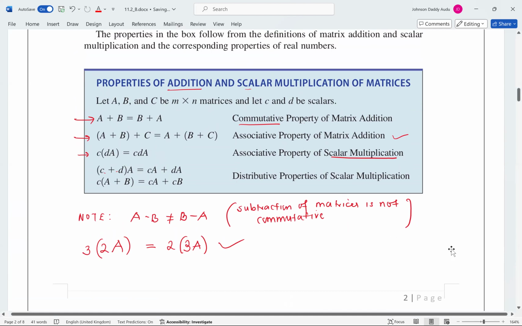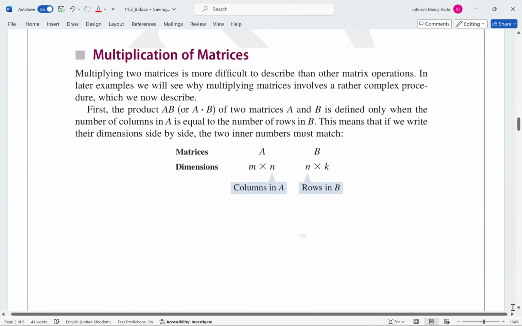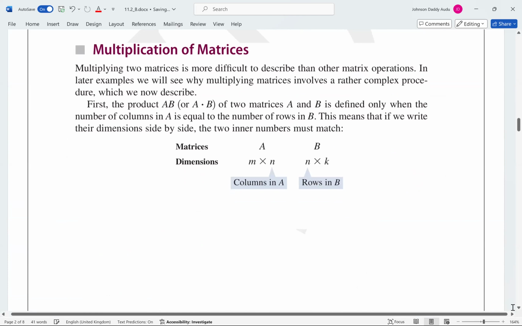Okay, so now before we close this, let's take something else, which is called multiplication of what? Of matrices. Multiplication of matrices. Now we've talked of addition, we talked of subtraction. You can only add and subtract 2 matrices if they have the same dimension, right? But in the case of multiplication, it's a different ball game.